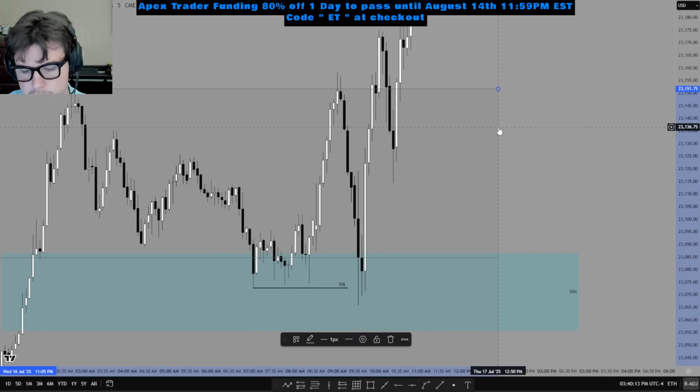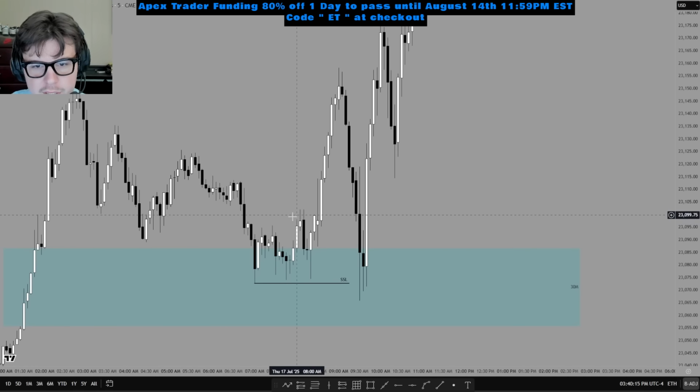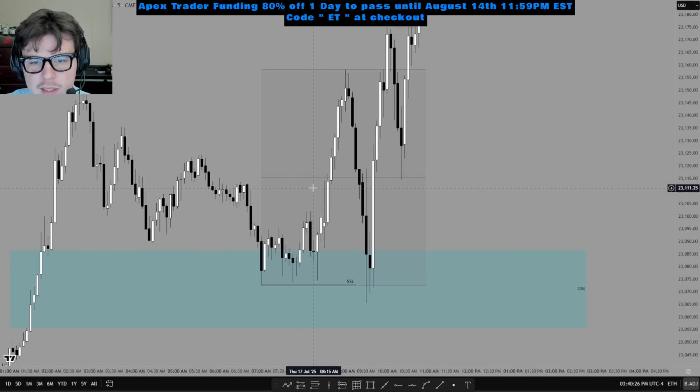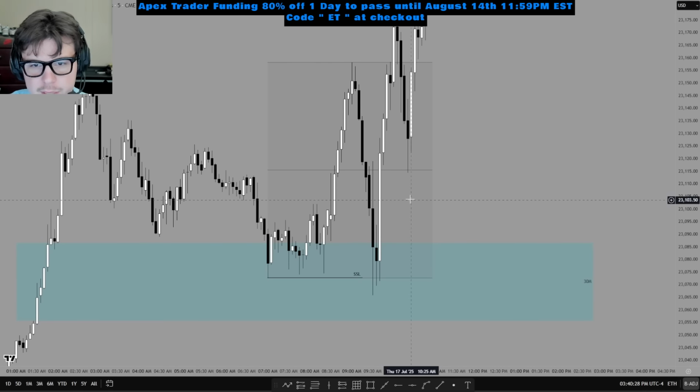Let me get rid of this. Maybe someone could have taken an entry here if you wanted to wait for a move back to discount of the range, but there's not really any good PD arrays or any fair value gaps below this 50% mark, right? So you see this price leg move up, see it come back down. There's not really any clean PD arrays right here to take entry.